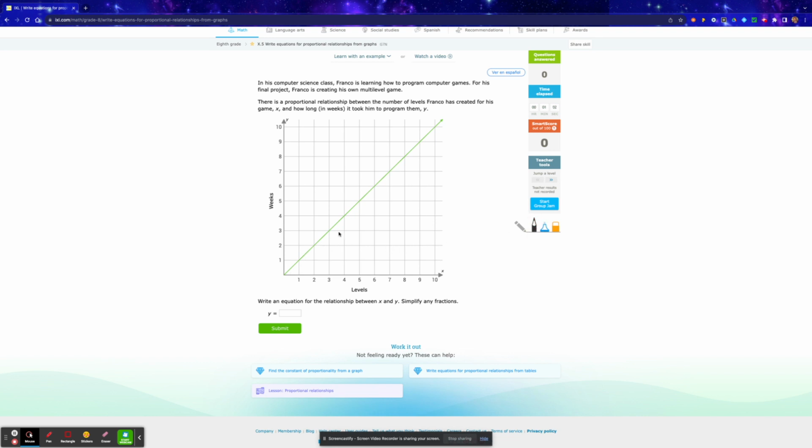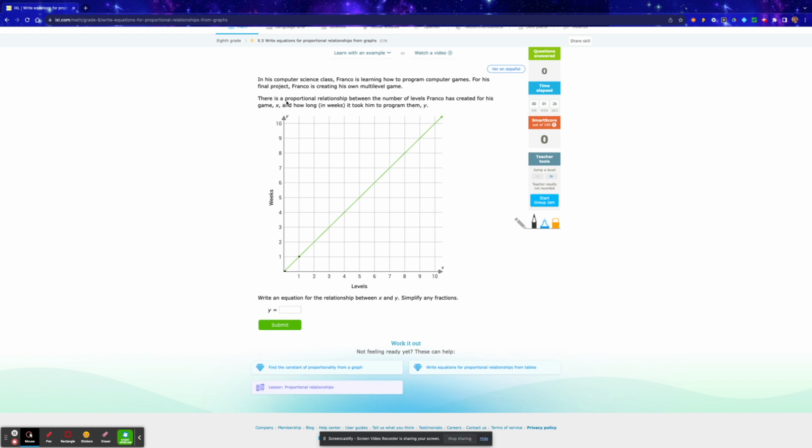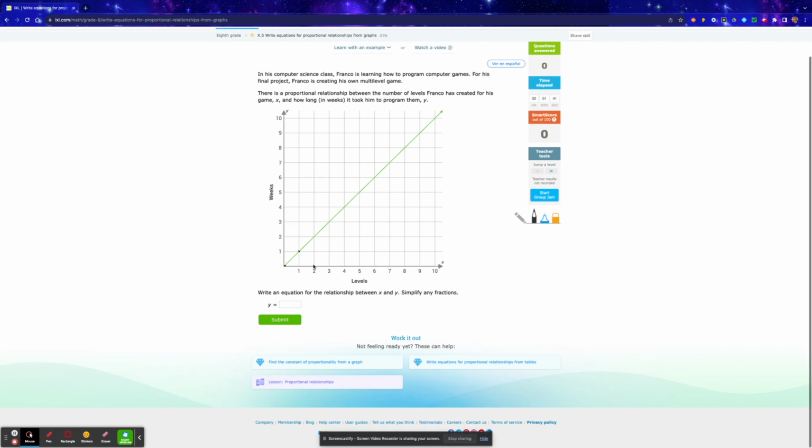As I look at this line, it goes through the origin, so I know I can start at the origin. Okay. And then I go, oh, look, it's hitting every corner. So I can just go from here to here. It says, in his computer science class, Franco's learning how to program computer games for his final project. Franco is creating his own multi level game. There is a proportional relationship between the number of levels Franco has created for his game X and how long in weeks it took him to program them Y. Write an equation for the relationship between X and Y. Simplify any fractions. That means if you use a fraction for slope, you gotta reduce it.